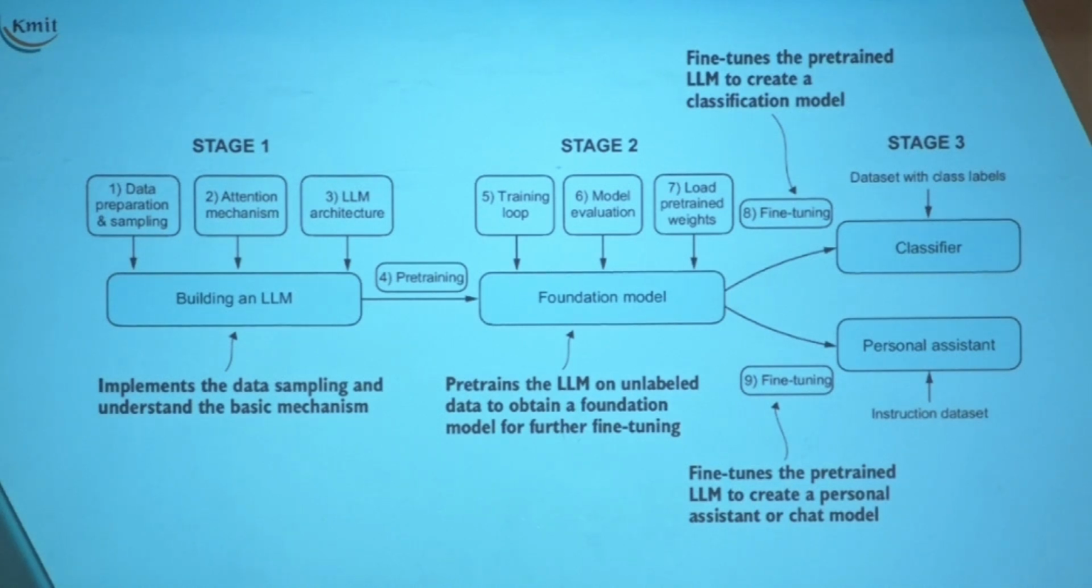Once I'm done with stage 1, in stage 2 we try to do pre-training. When I talk about pre-training, I have to choose a model to work on, then I train the model, I evaluate the model, I load the pre-trained weights which are already existing, and then I go for fine-tuning. So there are two things here, pre-training and fine-tuning. What are the two steps after the basic pre-processing? Pre-training, which we do in stage 2, and fine-tuning, which we do in stage 3.